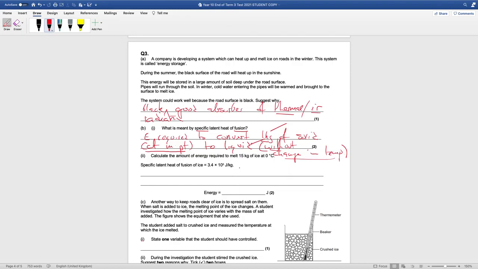Calculate the amount of energy required to melt 15 kilograms of ice at 0 degrees C. Well, the energy is, of course, the mass times the specific latent heat of fusion, which is 15 kilograms. It is at its melting point, times 3.4 times 10 to the 5. And that gives us 5.1 times 10 to the 6 joules. And of course, we're given the units, but always think about your units.